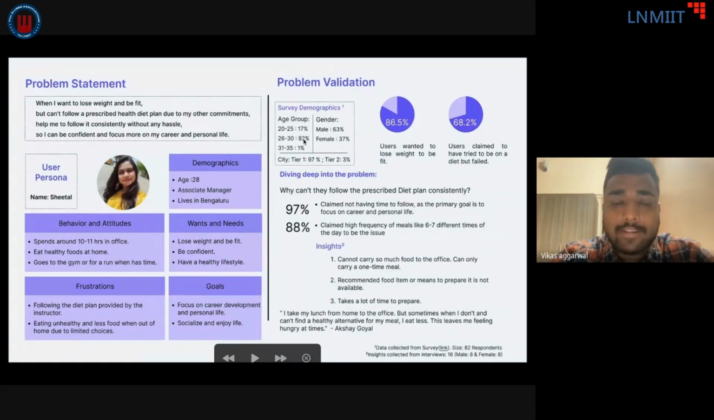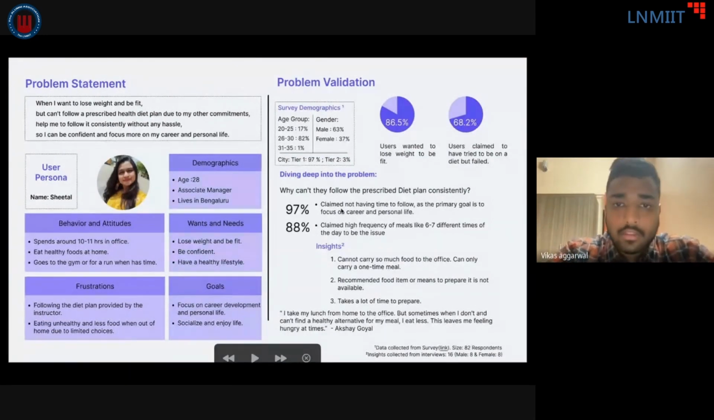So you can see 82% of the people lie from 26 to 30, and male is 63% and female is 37%. If we talk about the city, we have tier 1 city, 97%. Okay. So this is the 86.5% of the users who want to lose weight to be fit, and 68.2% of the people are the users who claim to have tried to be on a diet, but they have failed.